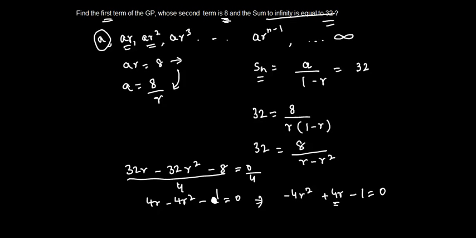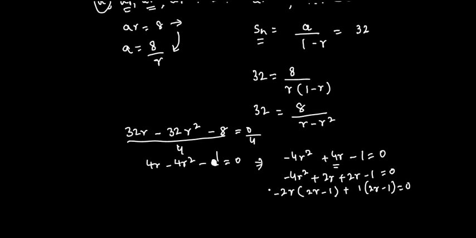So this again can be written as what? This can be written as minus 4R square plus 2R plus 2R minus 1 is equal to 0. So let's take 2R as common out here, minus 2R as common out here. So you get 2R minus 1 plus 1, 2R minus 1 is equal to 0. Or we can say 2R minus 1 is equal to 0, which gives R is equal to 1 by 2.